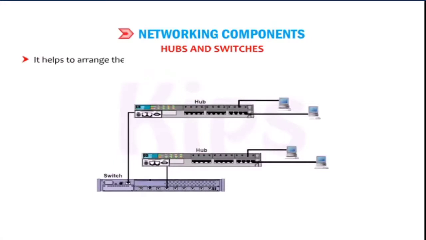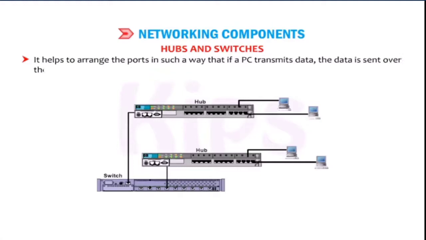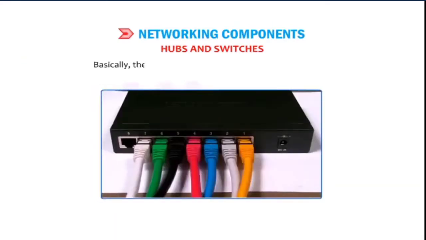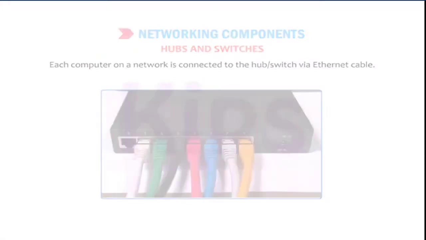It helps to arrange the ports in such a way that if a PC transmits data, the data is sent over to the other computer through its network card. Basically, the hub or switch is a box with a set of RJ45 ports. Each computer on a network is connected to the hub or switch via Ethernet cable.